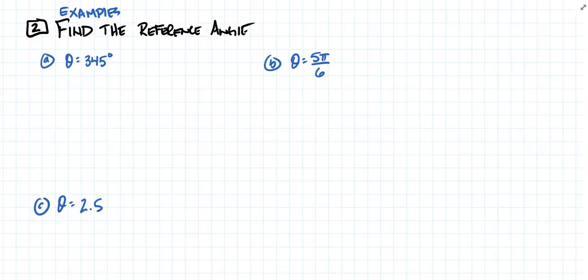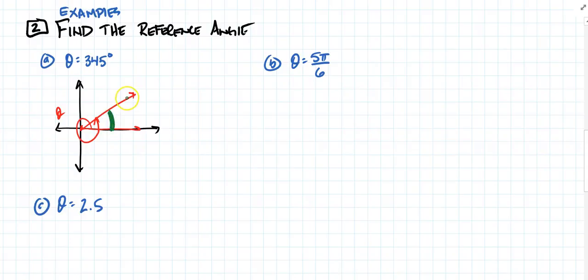Okay, let's do 3 examples together in box number 2. We're going to find the reference angle for each of the ones that I have before you. So A says 345 degrees. Let's figure out where 345 degrees is if I draw it in standard position. So I would go almost all the way around, and then stop a little short of a full circle. Okay, so there is an angle of 345 degrees. So in quadrant number 4, the reference angle is between the terminal side and the x-axis, so this angle here is the reference angle.